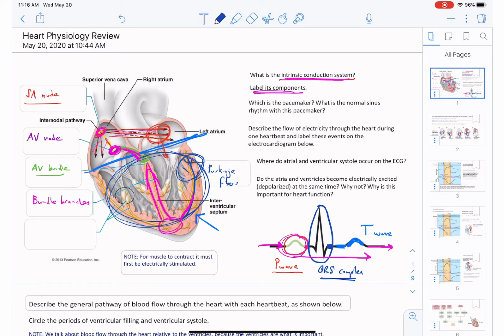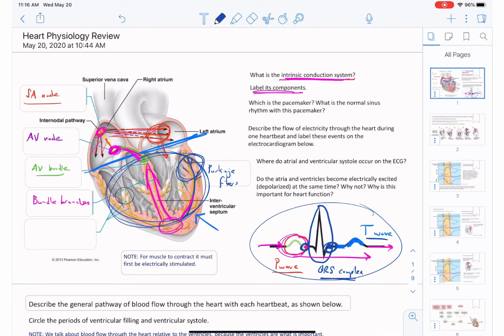Then the ventricles electrically reset themselves. That results in the T wave, and then the process repeats itself. This is one heartbeat right here. Where do atrial and ventricular systole occur on the ECG? Well, atrial systole occurs almost immediately after the P wave. Ventricular systole occurs almost immediately after the QRS complex.